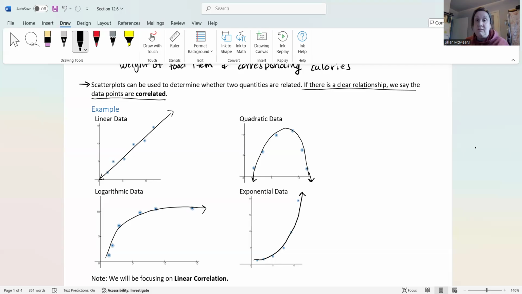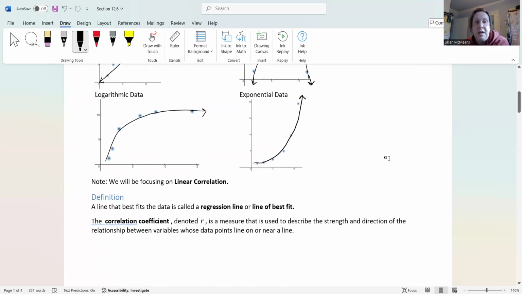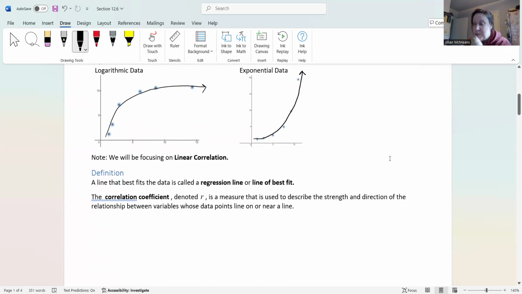It gives us a way to visually see if there's some kind of connection or some kind of relationship within our data points. Okay, we will then talk about linear correlation. So in this section, we're only going to focus on data that has a linear relationship. Okay, and the very first thing we have to talk about is something called the correlation coefficient.